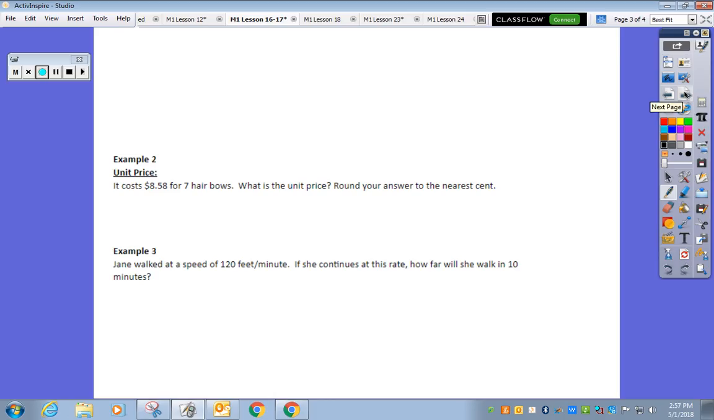Okay, let's look at another example. This one's another one for unit price. It says it costs $8.58 for 7 hair bows. What is the unit price? Round your answer to the nearest cent.